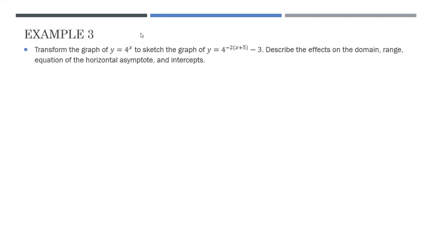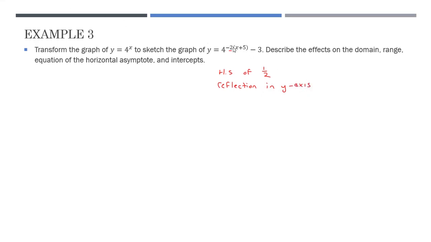Transform the graph of y equals 4 to the power of x to sketch the graph of the given function. So there's some transformations that have happened in here. Describe the effects on the domain, range, equation of the horizontal asymptote, and intercepts. So the first thing I'm going to do is look at the transformations. I've got a b value of 2, so that means I have a horizontal stretch by a factor of 1/2. It's reciprocated. We've got a negative in front of that, which tells me we've got some kind of reflection. And because it's by the b value, that's going to be a reflection in the y-axis.